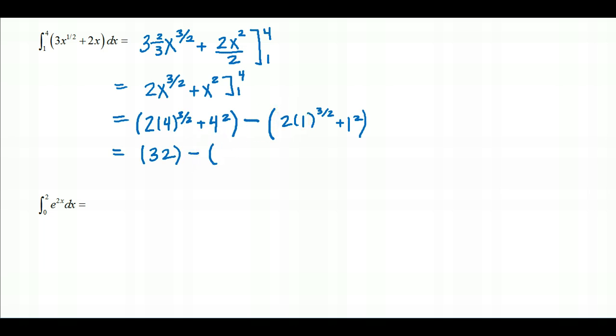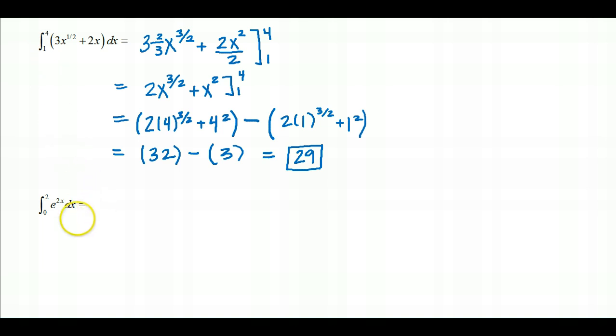Minus, and then here I have 1 to the anything gives me 1, so I'm going to have 2 plus 1, so I'm subtracting 3 here. So that must mean that my area is 29. And I'm done with this definite integral.